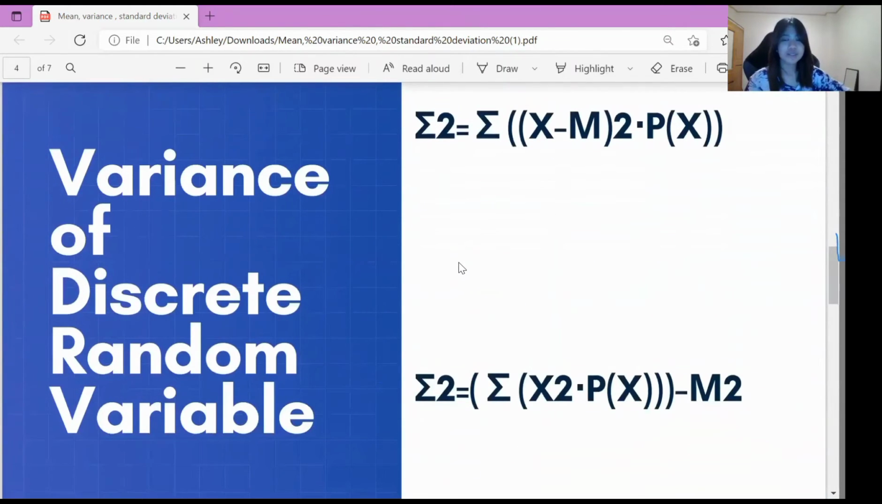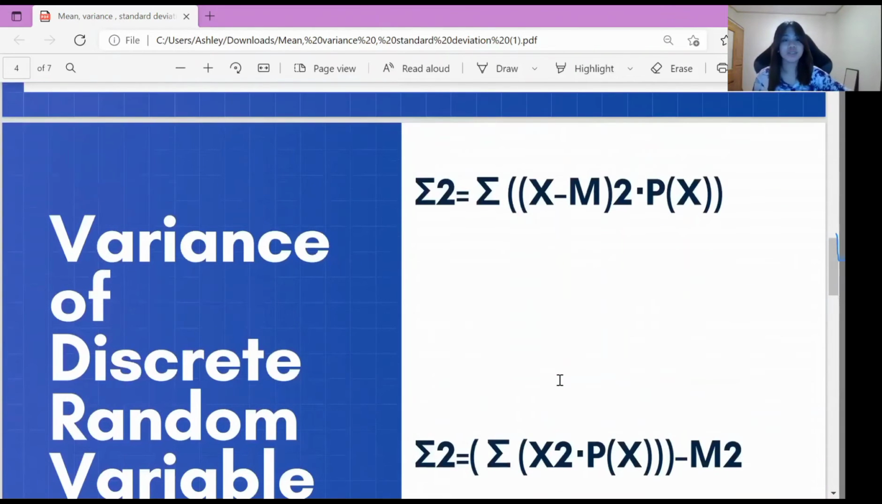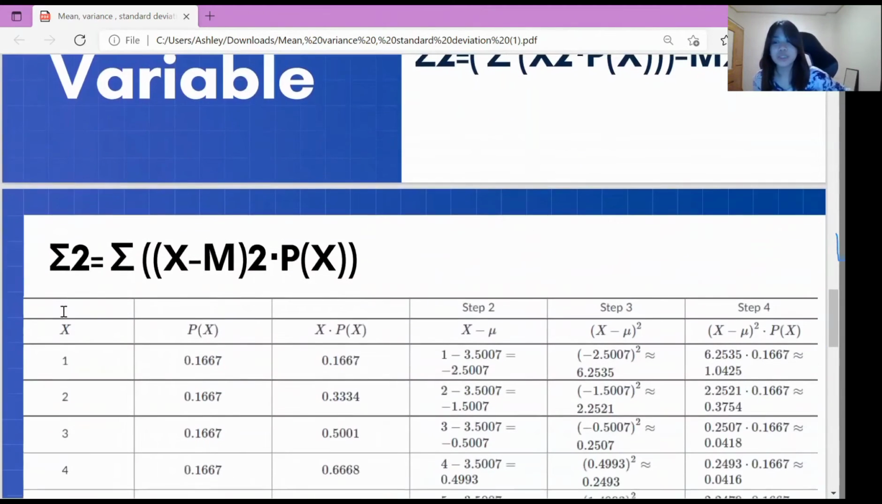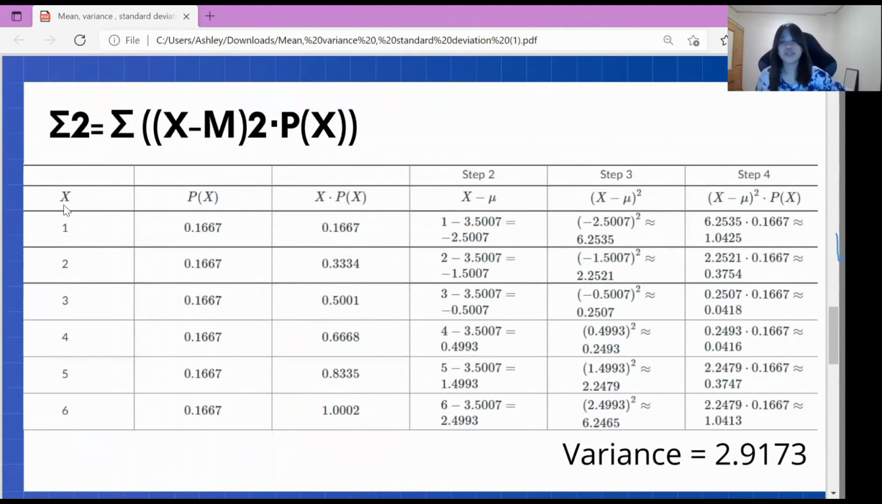Now for the variance of a discrete random variable, we have two formulas. The second formula is just an alternative, and I think it's the easiest way to solve the variance. But let's focus first on the first formula. As you can see, the same table from the mean is still here, and this will serve as our guide in solving the variance. So now let's look at step 2.